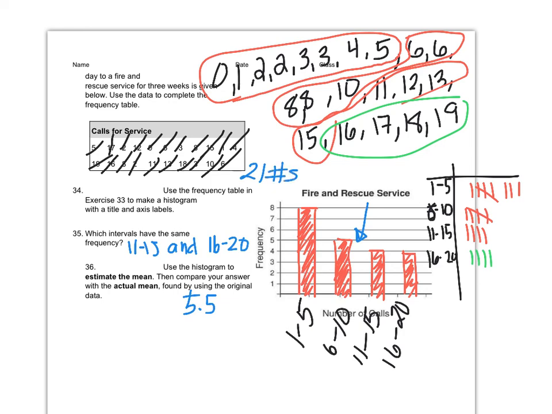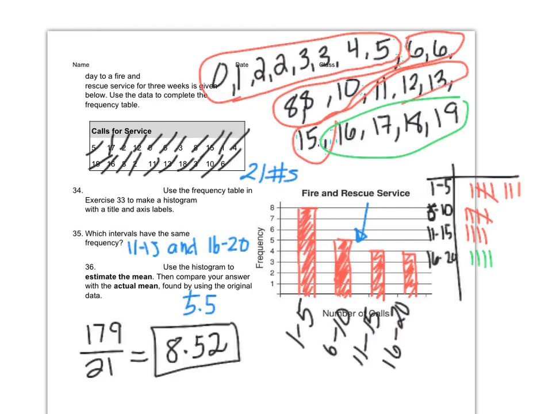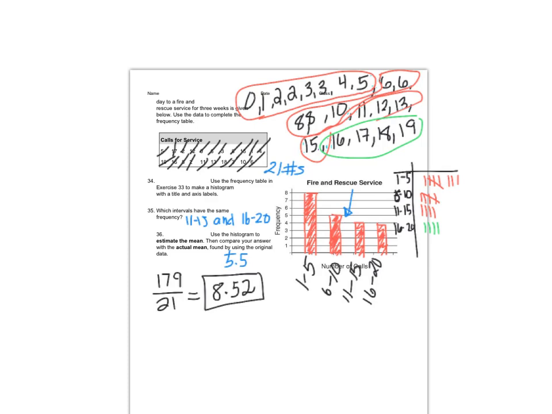Now we're going to add them. So I found out after adding up all my numbers that they total up to 179. And we have 21 numbers. So our mean is 8.52. We weren't that far off, but it's not our mean. So it's best just to add up all your numbers and divide by how many you have. This concludes our review.